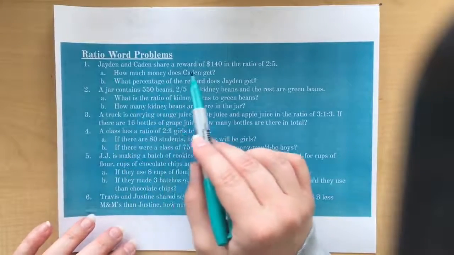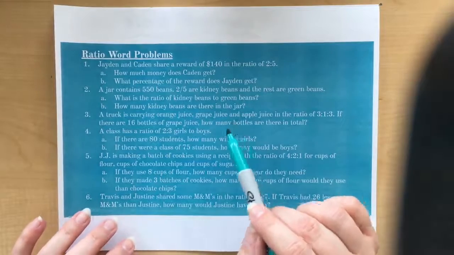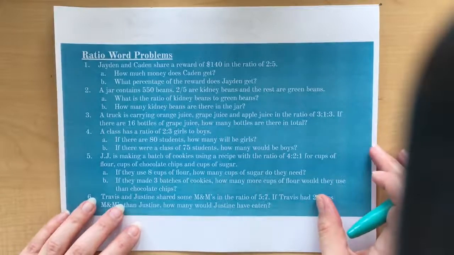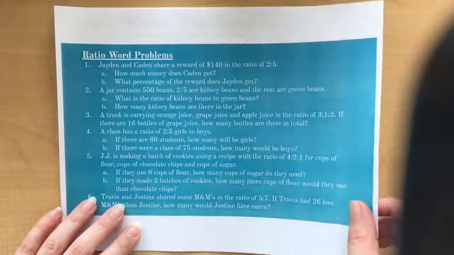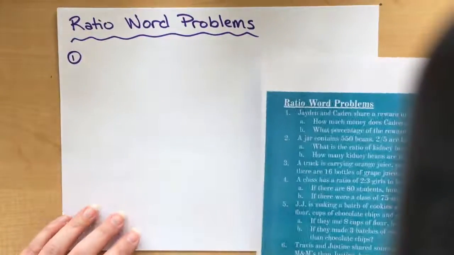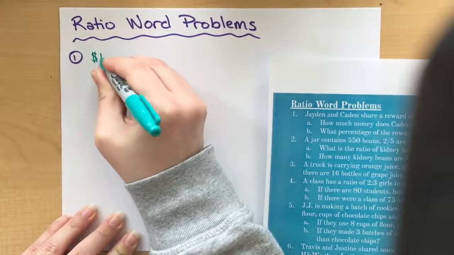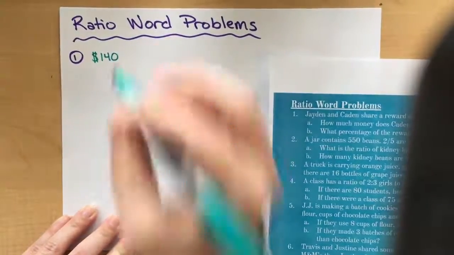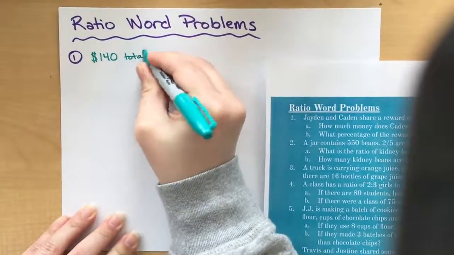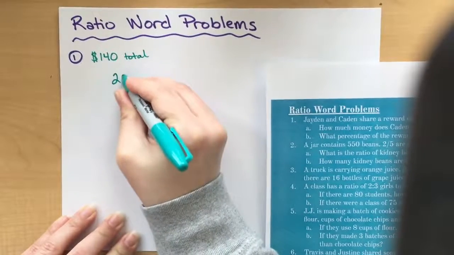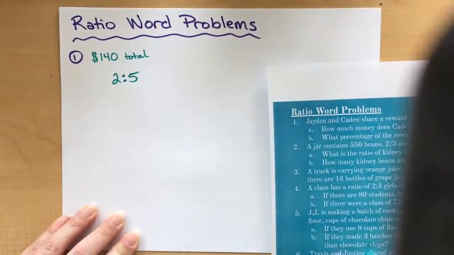Jaden and Caden share a reward of $140 in the ratio of 2 to 5. How much money does Caden get, and what percentage of the reward does Jaden get? Okay, so start with writing out things that you know. So we know that we're using some sort of total of $140. And we know that we're using a ratio of 2 to 5.